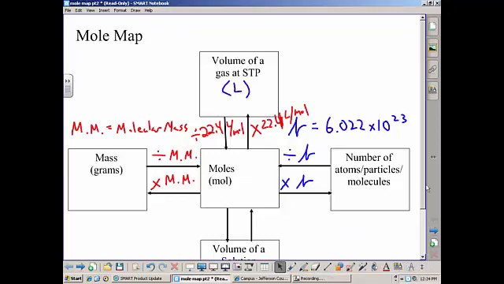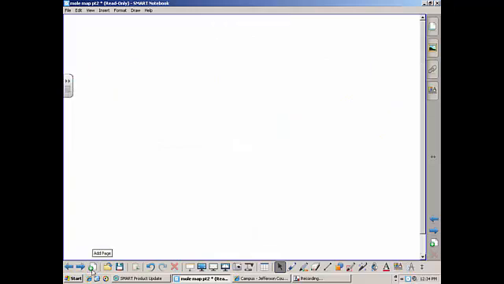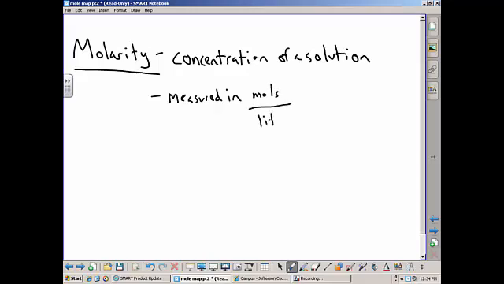All right, the last section of the mole map that we have to look at is down at the bottom here. Volume of a solution in liters. We have to kind of define a new term here to make this make sense for a lot of you. We're going to use a term called molarity. Molarity is a very fancy way of saying concentration of a solution. Molarity is measured in moles per liter, which can be abbreviated MOL over capital L, or you can even simplify it down to just be a capital M there. So how many moles of a substance do we have per liter of solution? That is a concentration there.